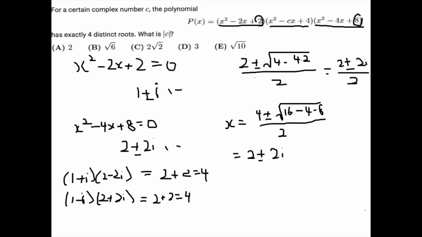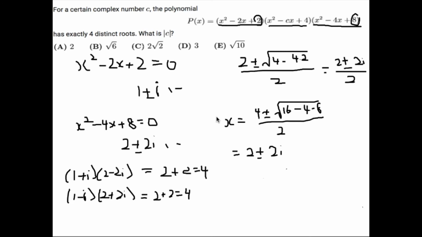So now all we have to do is find what C is. To find C, we know by Vieta's that C is going to be the sum of the roots, right? So in order to take the sum of the roots, we add 1 plus i to 2 minus 2i. This is equal to 3 minus i. And with this equation, we have 1 minus i plus 2 plus 2i, which is going to be 3 plus i.